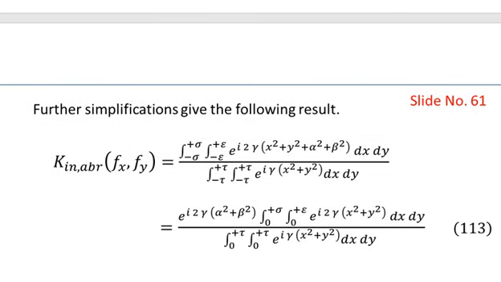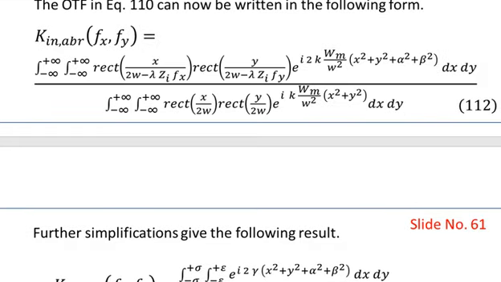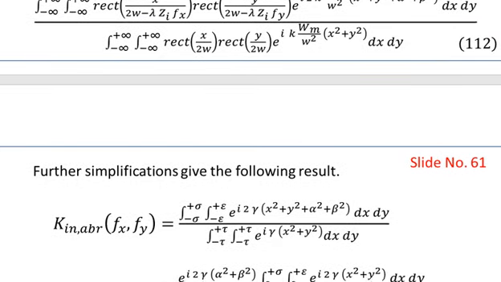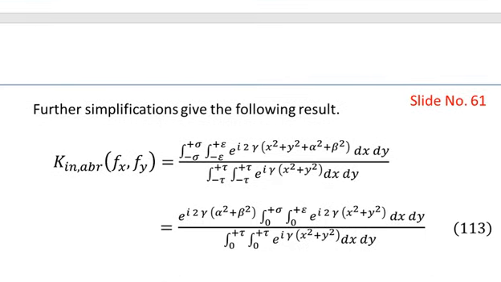So in equation number 113 we have written equation number 112 in a different form, where we have removed the rect functions in the numerator as well as in the denominator, and we have changed the limits on the first integral from minus sigma to plus sigma, on the second integral in the numerator from minus epsilon to plus epsilon, and in the denominator we have replaced the limits from minus tau to plus tau on the first integral, and similarly on the second integral from minus tau to plus tau.